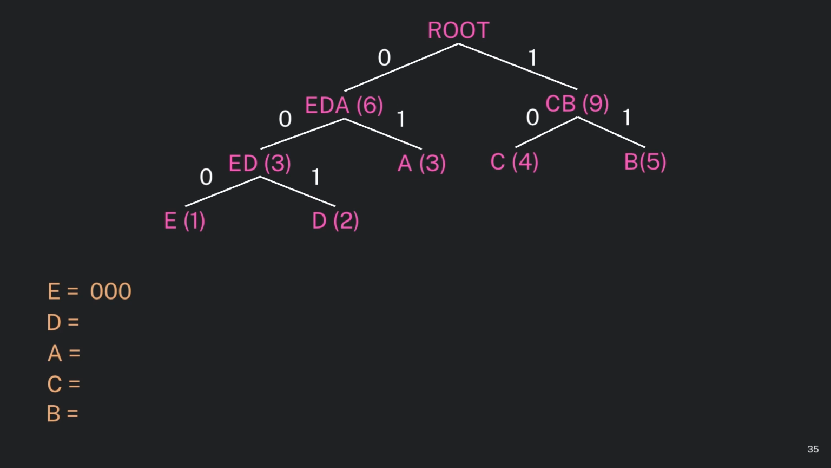I am asking which way should I go? It's on the left. So I am again writing 0. E is on the left side of ED. So again I am going left and writing 0.